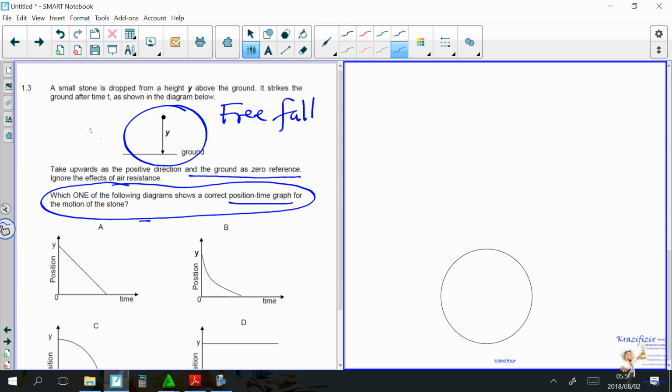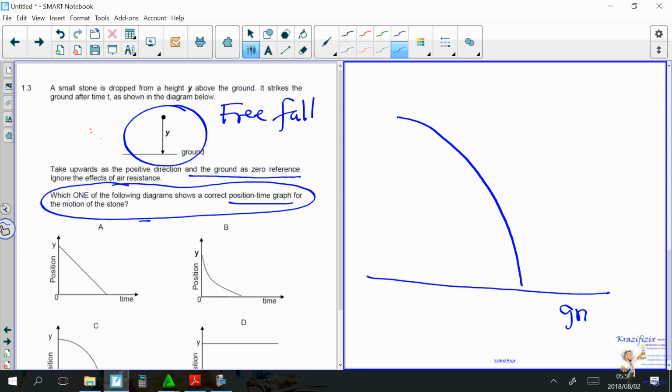All right, let's sketch. If the object is dropped, the object is going to move this way. This is how the object is moving. It's dropped from a height, so it's dropped from here, and here is the ground. Now you have your sketch like this. The question says use the ground as your 0 reference. What you do is you go to the ground and draw your x-axis there, 0 reference. Draw your x on the ground, and then the point where the object starts from, draw your y, and you have your position time graph.